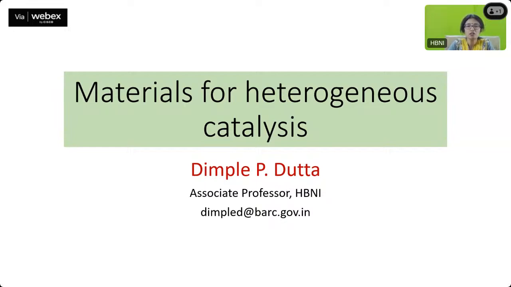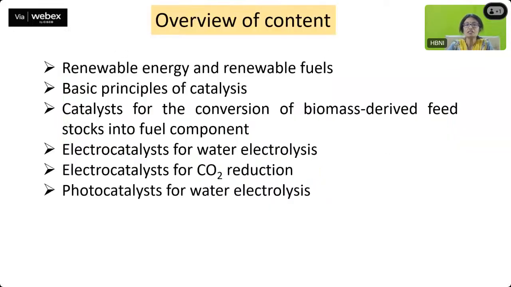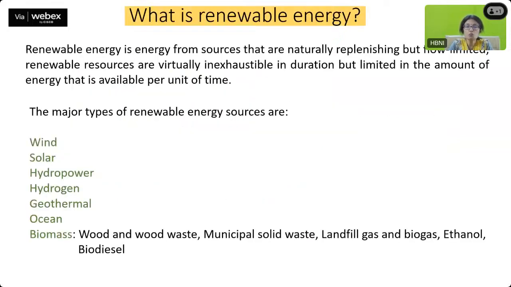So today in the functional materials portion, we will be covering a little bit on materials for heterogeneous catalysis. The things we will cover are renewable energy and renewable fuels. We'll talk a little bit about the basic principles of catalysis, then catalysts for conversion of biomass-derived feedstocks into fuel components. Then we will discuss electrocatalysts for water electrolysis. Then we will talk about electrocatalysts for carbon dioxide reduction, which is a very hot topic nowadays, and then photocatalysts for water electrolysis. So let's start with renewable energy.